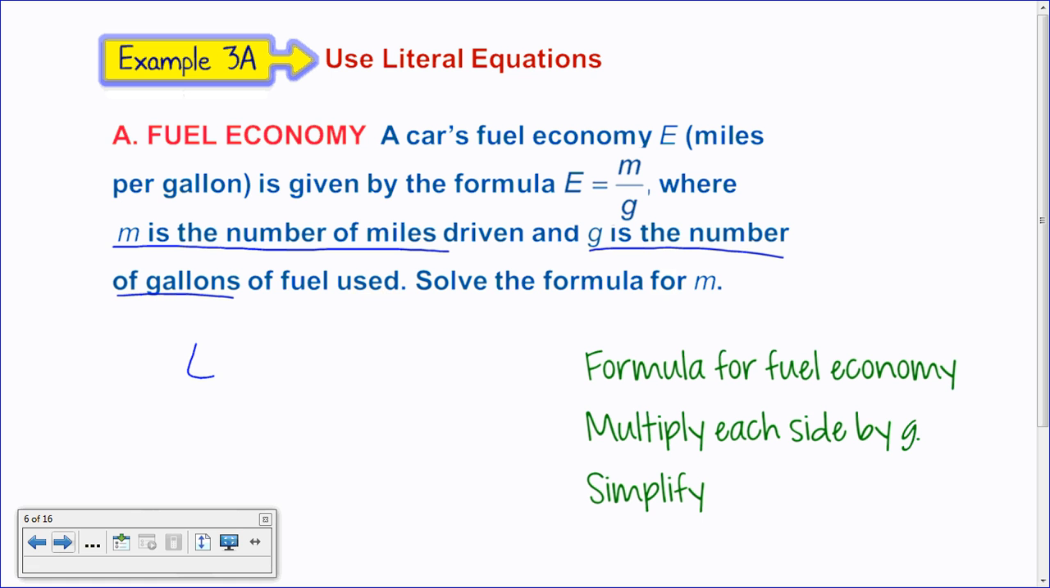So again, notice I have 3 unknowns here, don't I? I can still solve this for M by simply getting it by itself. How? Multiply both sides. Notice I'm putting parentheses around each thing on each side. Why do I do that? To show multiplication. So multiply each side by G.